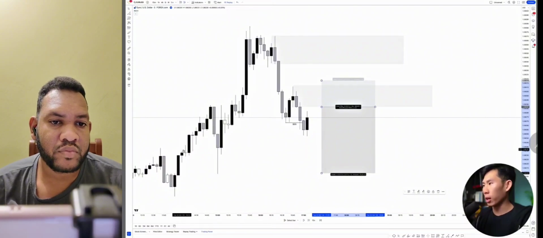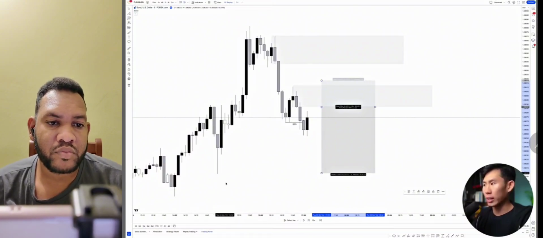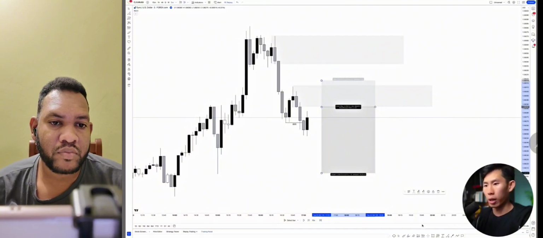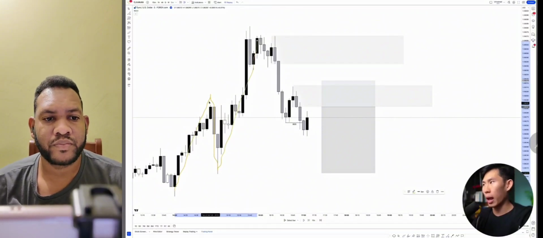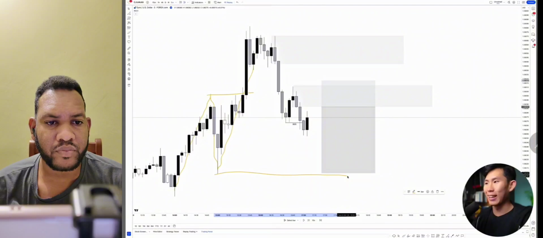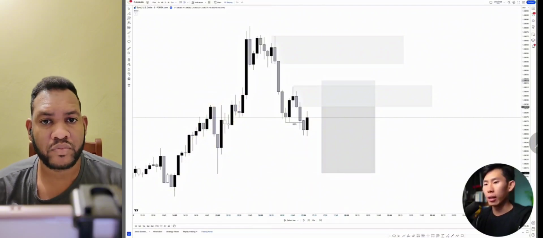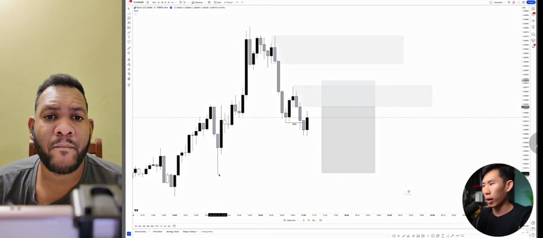So if I look towards the left right here, I'll see that based on the structure, this is the last swing low that we have right here, because this is the last time price actually pulled back all the way down here and then went all the way up there and broke structure right there. So this is the last swing low. So you can potentially target that last swing low that we have right there.